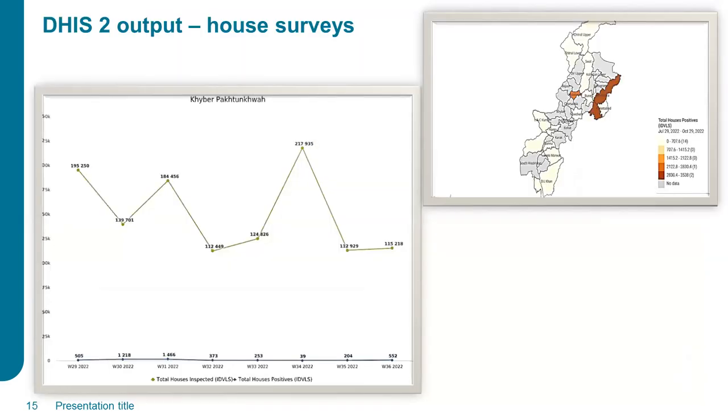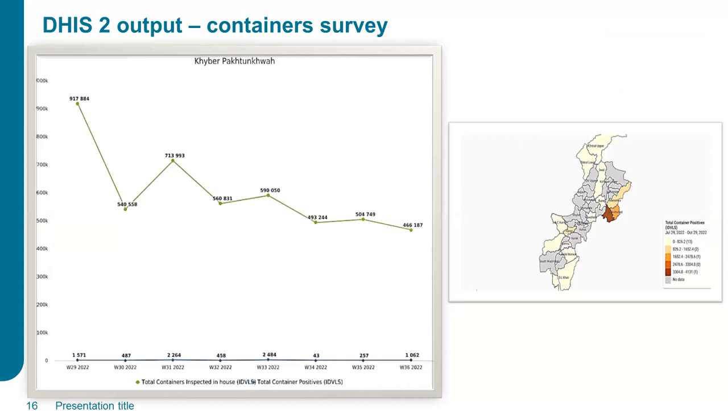This is another output which gives you an indication of houses where dengue larva was found by vector teams across different epidemiological weeks. The system also tells you the presence of containers. We call them the high-risk containers for dengue. So the data can be analyzed and presented on the presence of high-risk containers where dengue larva was positive across different epidemiological weeks.